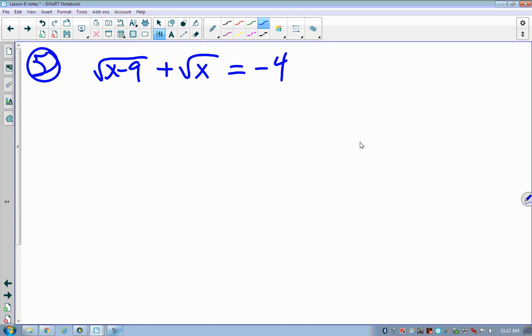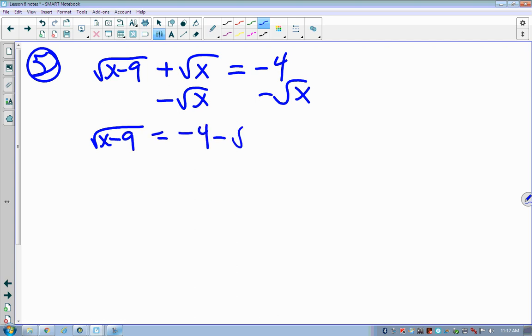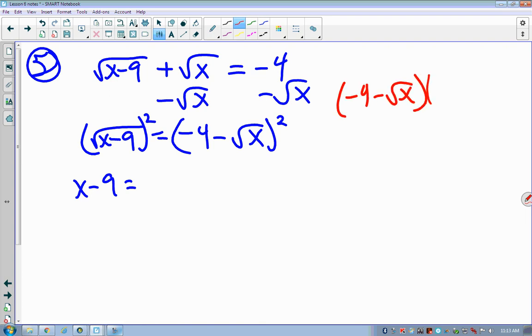What was your first step so far? Subtract radical x. Okay, so you got square root of x minus 9 equals negative 4 minus radical x, right? And then you squared both sides. Okay, so you've got x minus 9 equals, and then you foiled it. So let's try that. We got negative 4 minus radical x times negative 4 minus radical x. Negative 4 times negative 4 is 16.